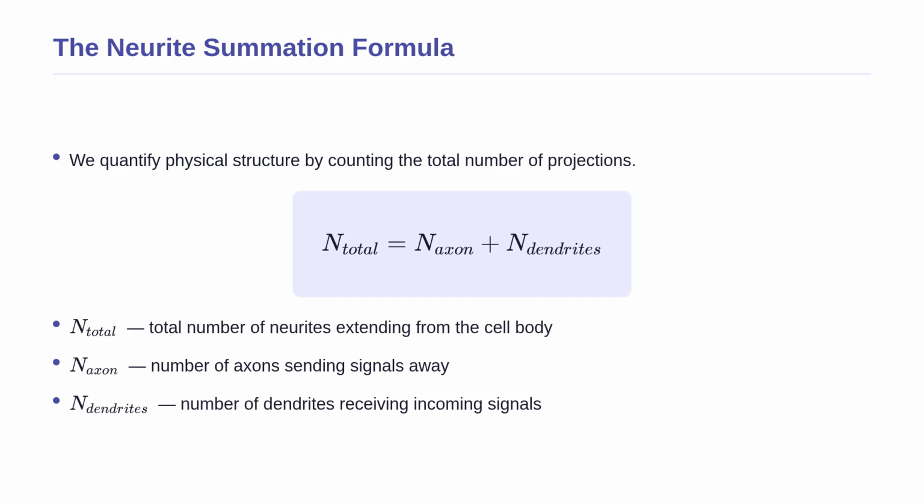N axon represents the number of axons, which are the long cables that send electrical signals away from the cell. Finally, N dendrites represents the number of dendrites, which are the branching, tree-like structures that receive incoming signals. If the number of dendrites increases, the neuron's ability to receive and integrate inputs from many different sources increases dramatically.